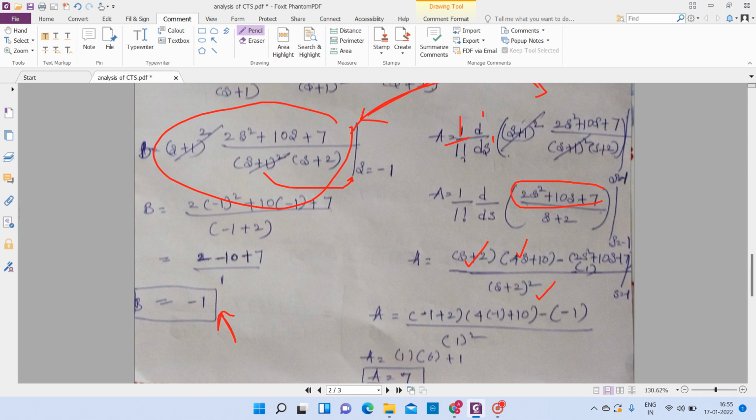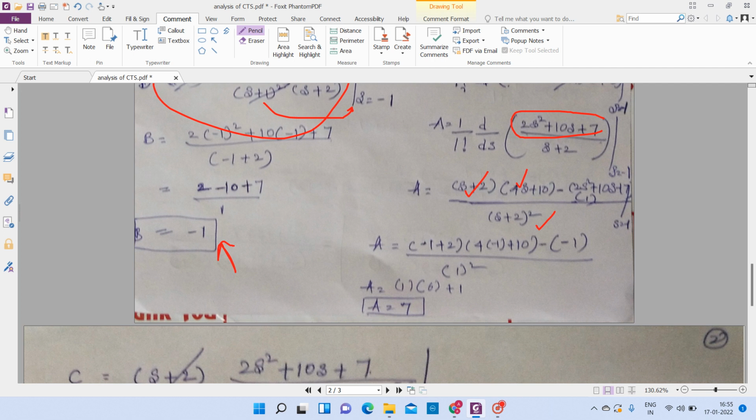So here the derivative of s is 1, so it becomes 10. The derivative of a constant is 0, so here I have not written anything. Similarly, 2s square plus 10s plus 1. I have to take the derivative for this one. The derivative of s is 1, and the constant becomes 0. So I have written here 1.